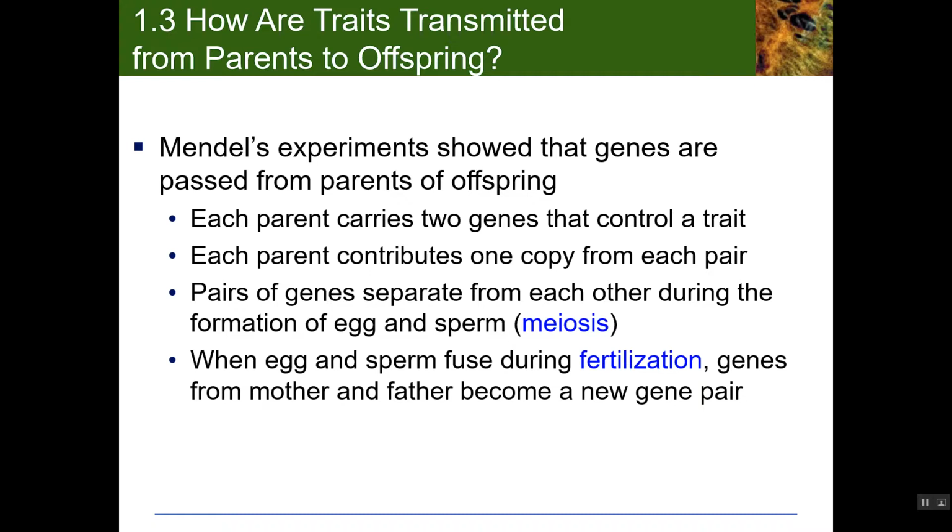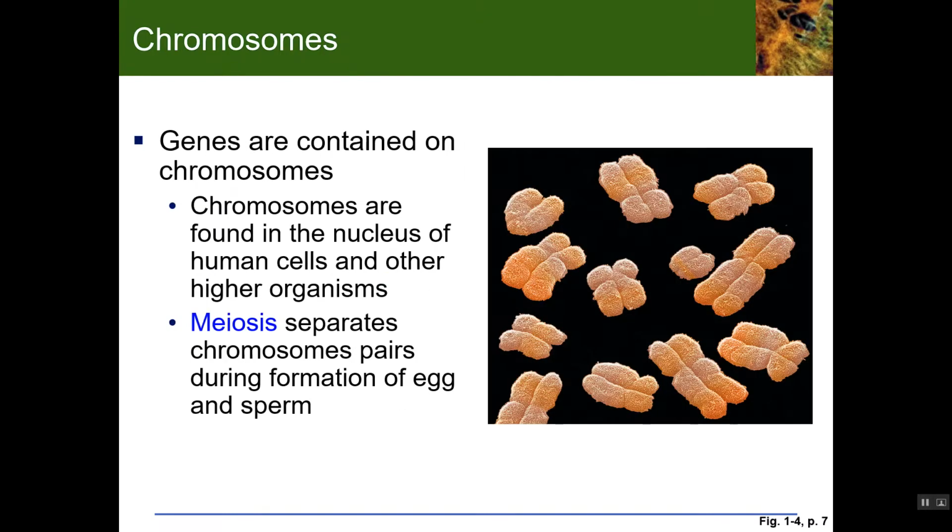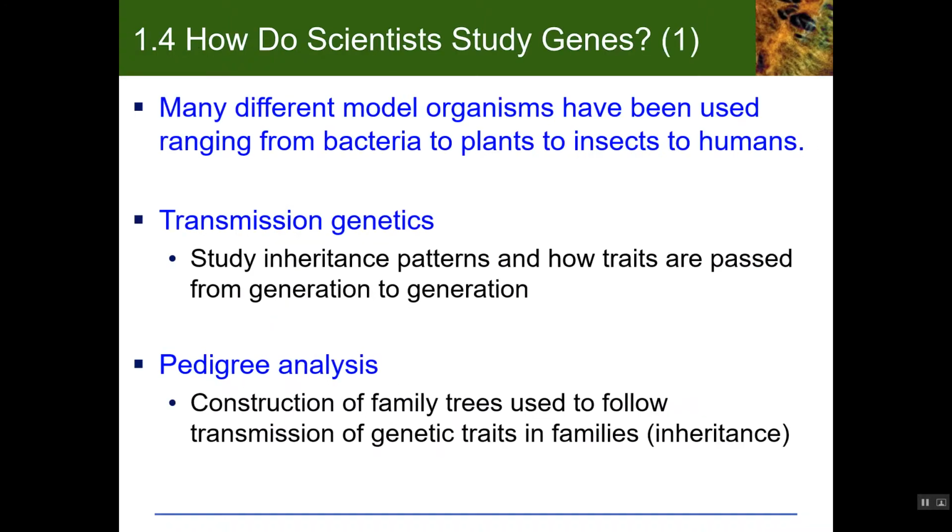Pairs of genes separate from each other during the formation of egg and sperm, which is called meiosis, and when an egg and sperm fuse during fertilization, genes from the mother and father become a new gene pair. Genes are contained on chromosomes. Chromosomes are found in the nucleus of human cells and other higher organisms. Meiosis separates chromosome pairs during formation of egg and sperm. Many different model organisms have been used, ranging from bacteria to plants to insects to humans.